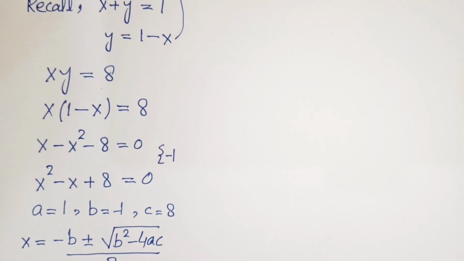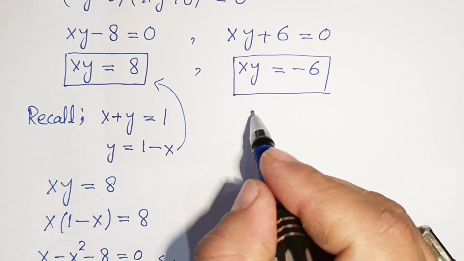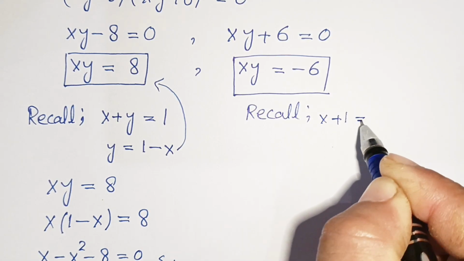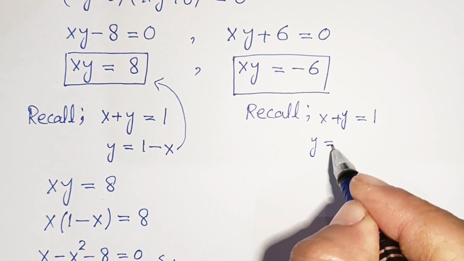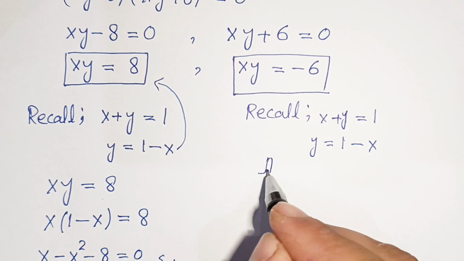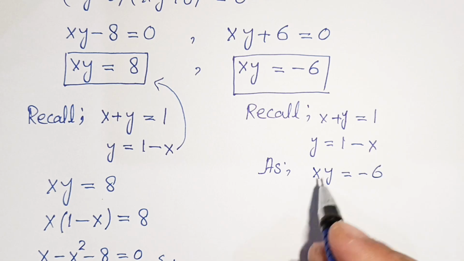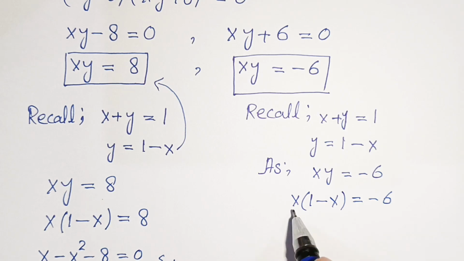Now here we have xy equal to minus 6, so recalling this equation, x plus y is equal to 1. Now y is equal to, shifting this x, 1 minus x. As xy is equal to minus 6, but the value of y is 1 minus x, so x times 1 minus x is equal to minus 6. Here x times 1 is x, minus x squared. Shifting this, we get plus 6 is equal to 0.